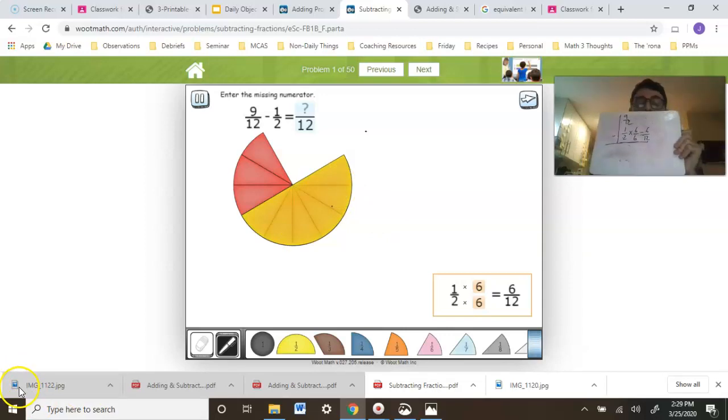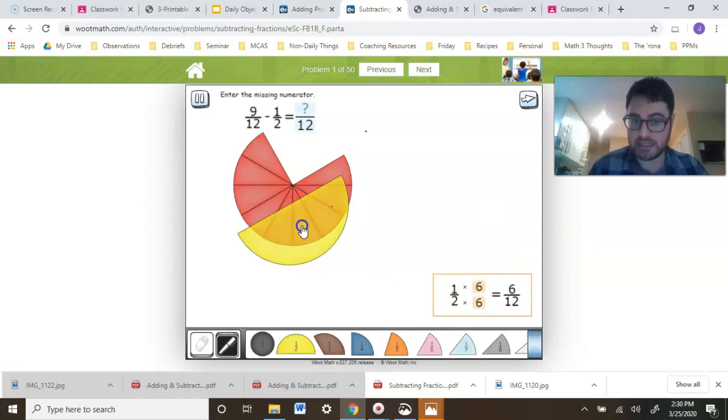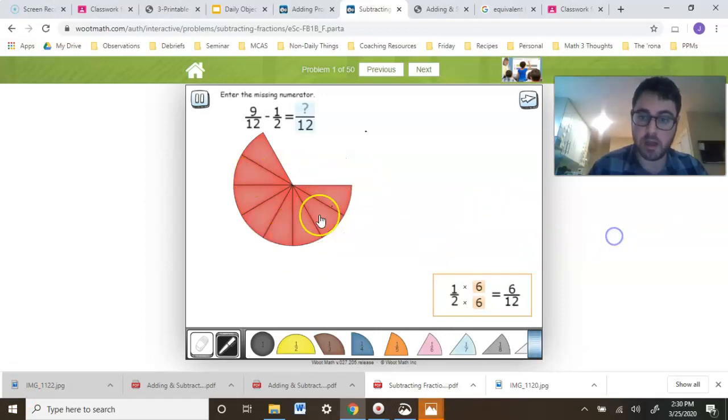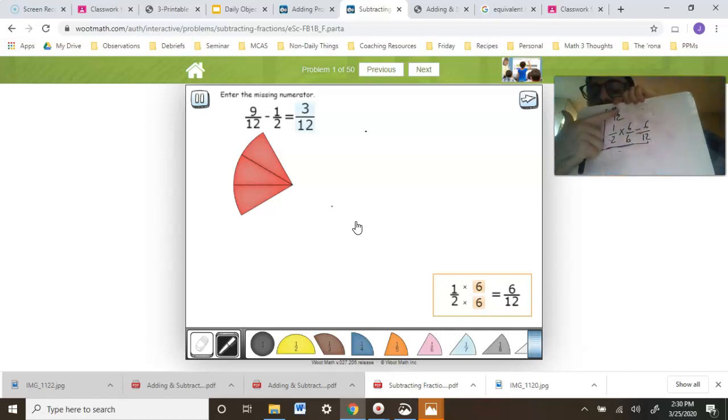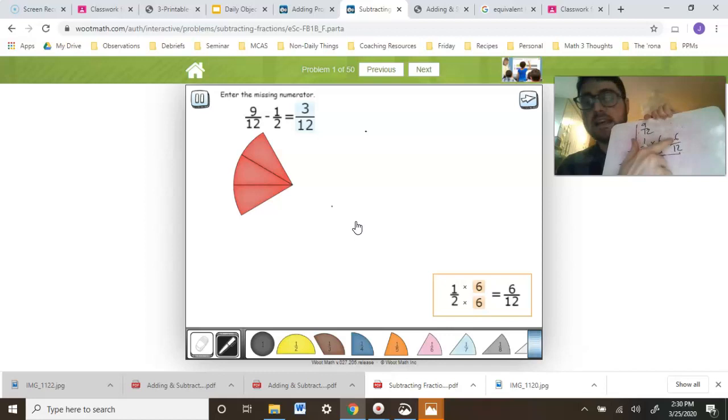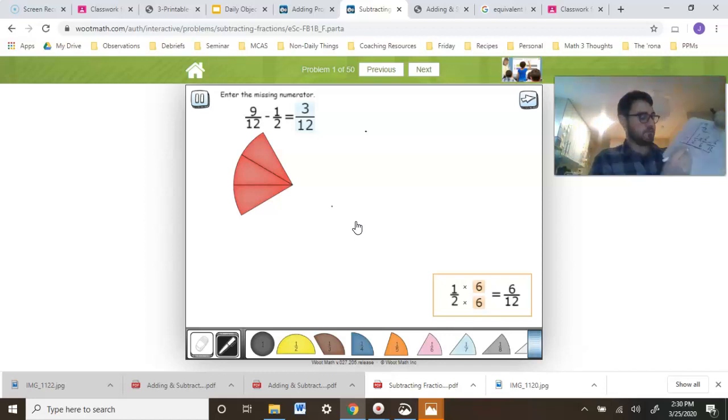Try it on the algorithm. I'm going to take away this half, which equals 6 of these. So 1, 2, 3, 4, 5, 6, which means my answer would be 3/12. And here, that makes sense. 9 minus 6 equals 3. And since each of these are worth a 12th, my answer is 3/12.